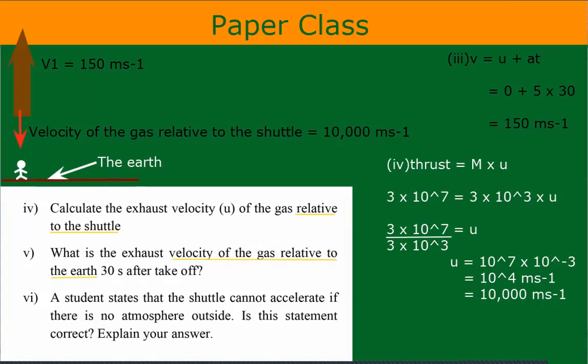But velocity of the gas is given relative to the shuttle. What's the meaning of relative to the shuttle here? Can you tell me? So maybe the velocity of the gas when we consider the shuttle as stationary. Okay, I'll give you a help.